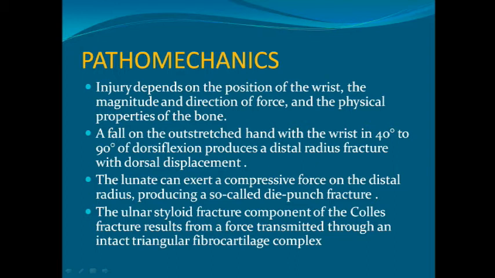The lunate can exert a compressive force on the distal radius, producing a so-called die punch fracture. We call it die punch. If the lunate exerts pressure over the radius articular surface, we get a fracture which we call die punch fracture. The ulnar styloid fracture component of Colles fracture results from a force transmitted through an intact triangular fibrocartilage complex.